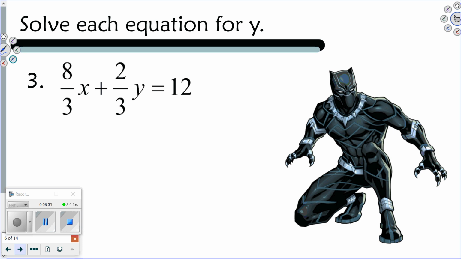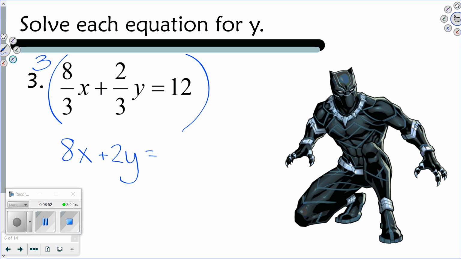Fractions. If you see fractions right from the start, what should we do? Let's get rid of those things. Let's multiply the whole thing by 3. So 3 divided by 3 times 8, so I have 8x. 3 divided by 3 times 2. 3 times 12. Good, fraction's gone. So much easier to work with.